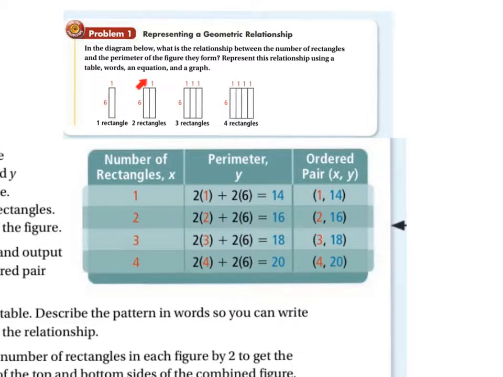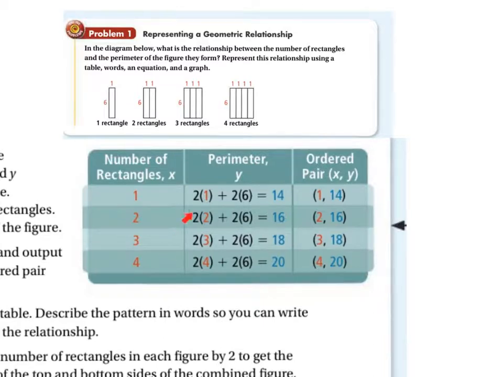1 rectangle, 2 rectangles, 3 rectangles, 4 rectangles. Always going to stay 6. So that 6 is a constant. It's not an input or an output, or not an independent or dependent variable. So anyway, number of rectangles: 1 rectangle, a width of 1; 2 rectangles, a width of 2. And notice how that affects the perimeter here.